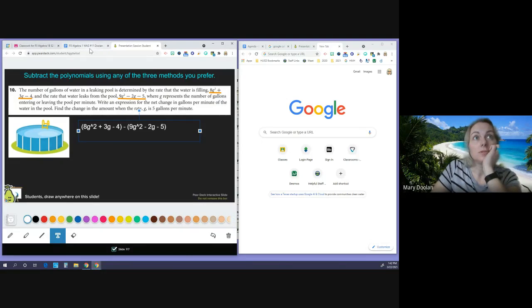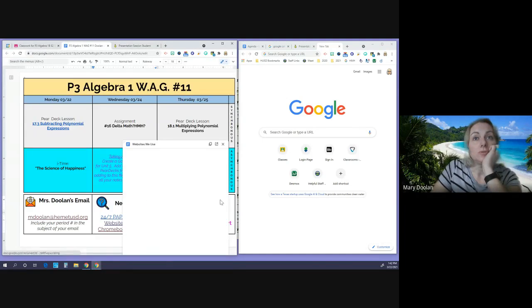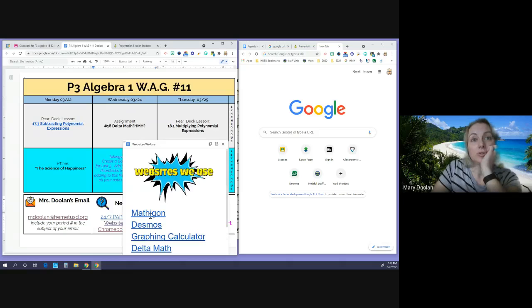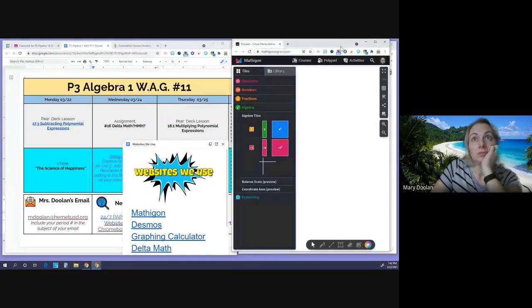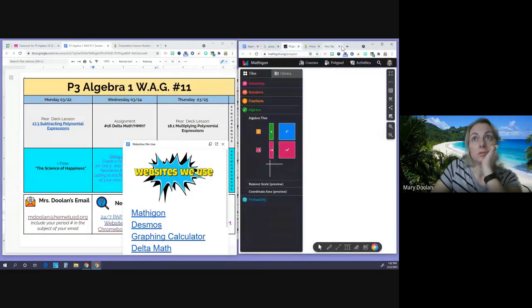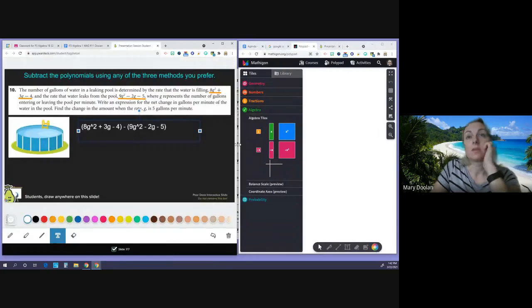All right. I am going to use the link to get to Mathigon. I'm just going to put it over here. I like using Mathigon, and these numbers are not so big that you can't use it. I do want to show you how to use that because some of us are visual learners and it helps.